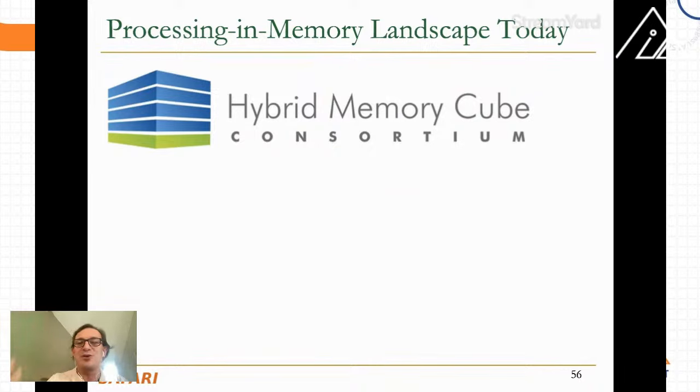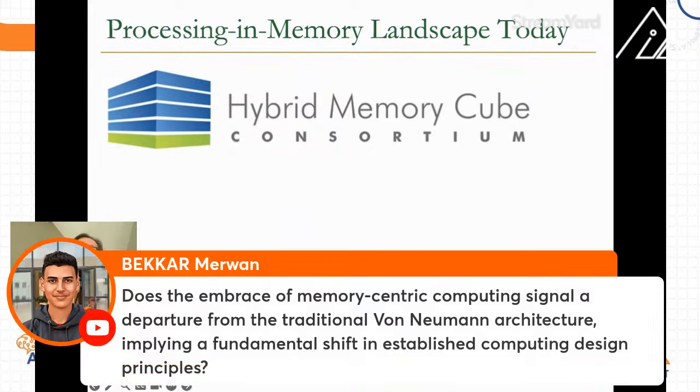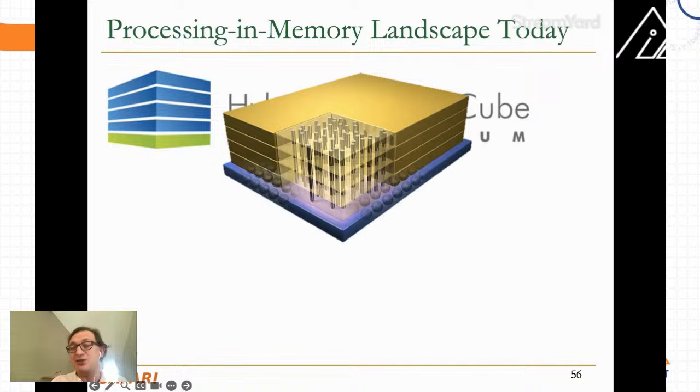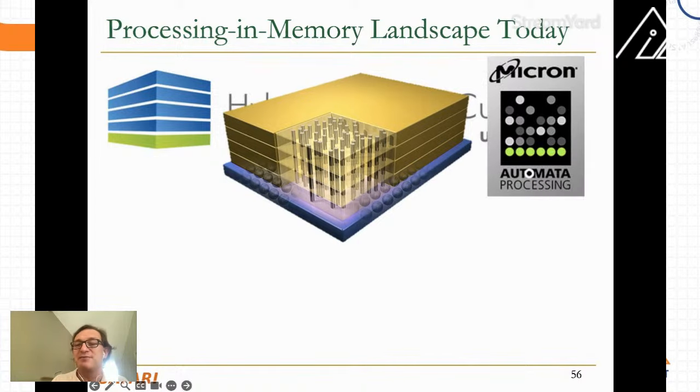Okay, now before I go into a little bit more, let me give you the processing in memory landscape a little bit. Essentially, people are examining interesting solutions like 3D stacked memory, where you have a logic layer underneath memory layers, and you can actually put some computation in the logic layer near memory. I'm going to talk about this when we have time.